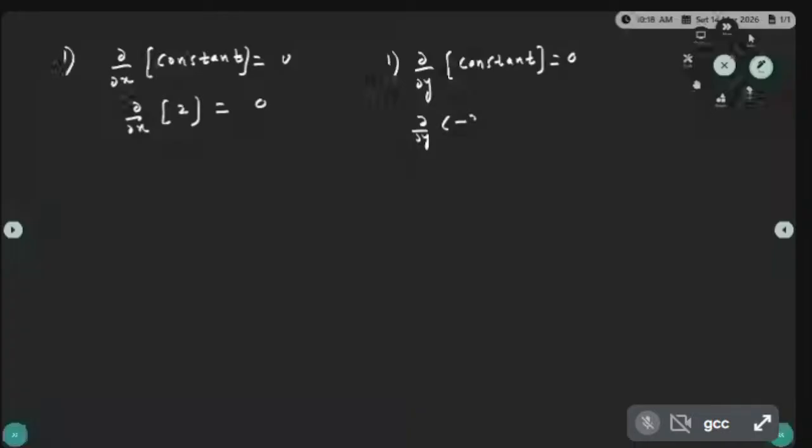First understand, we are differentiating with respect to x. The function is also x. Both belong to the same family, everything is in terms of x. When these two belong to the same family, then ordinary differentiation formulas and partial differentiation formulas are the same.